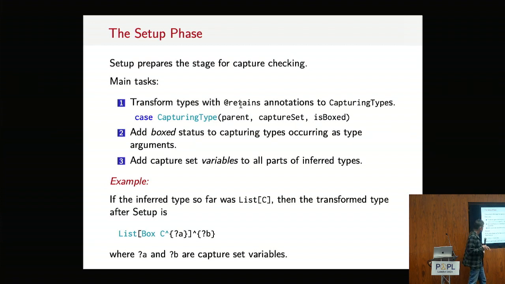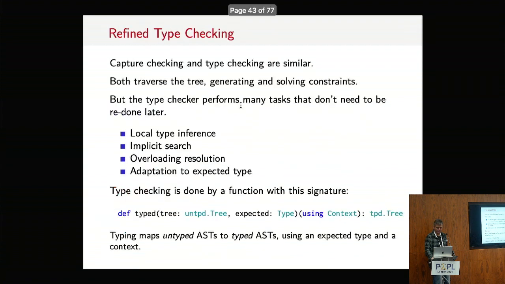So let's say you have a type argument that was inferred to be list of C. Then what the setup phase would do is say, well, that's actually boxed because it's a type argument, so let's add a box. And then it would say, well, the C here, that's a C capturing something, because the type was inferred and I haven't looked at the capture set so far. So let's add a variable here. And then the whole thing, the list, let's say it doesn't know that lists are pure, that could also capture something. So let's add a variable here. So on every level of the type, we add fresh capture set variables. Sorry, not type variables, capture set variables, of course.